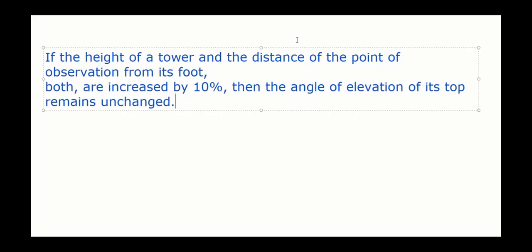True or false and what? Anvi says false. Okay. What others?